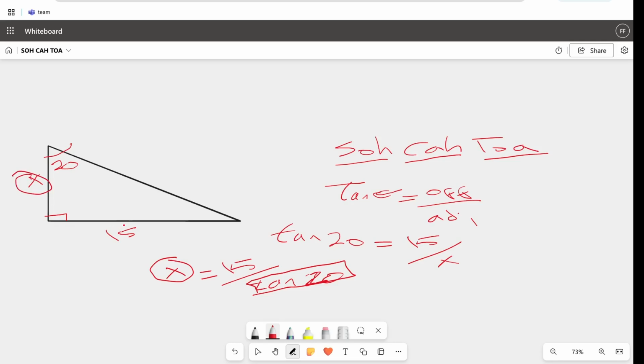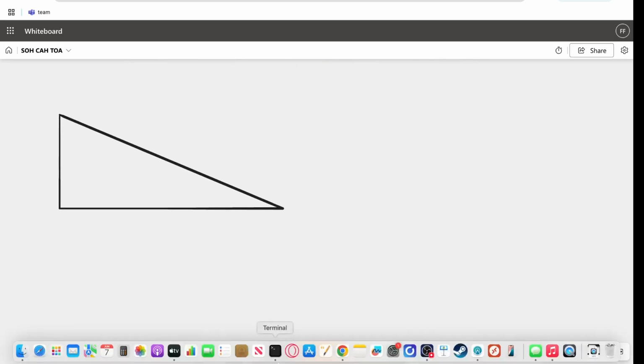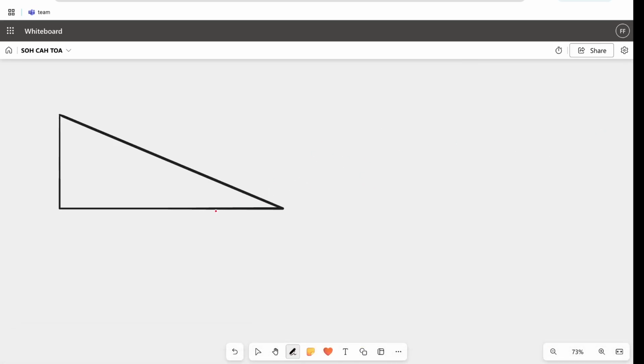Now let's do another exercise. In this exercise, we need to find this angle here, and we are being given the hypotenuse, that's 15, and we are being given also this side, the opposite side, let's say this is 7, and we need to find this angle.